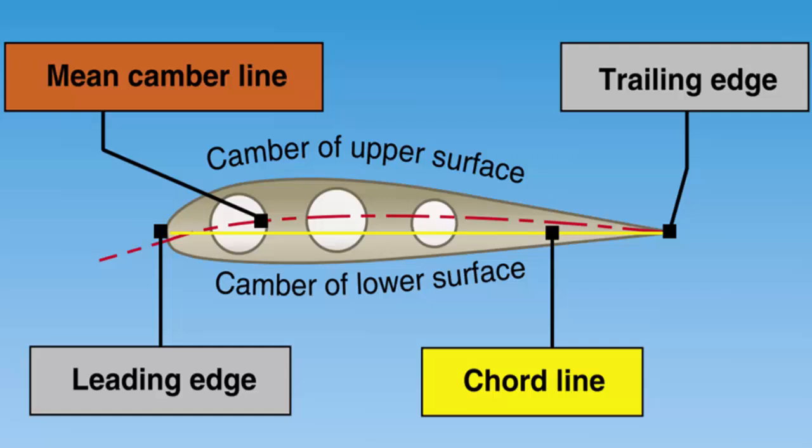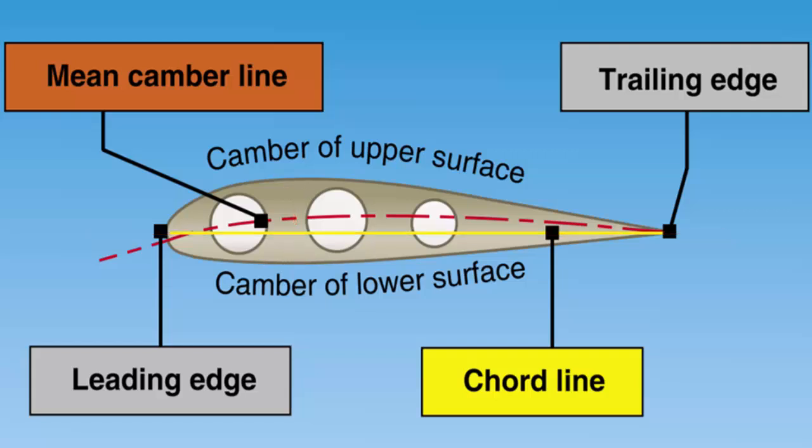The end which faces forward in flight is called the leading edge and is rounded. The other end, called the trailing edge, is narrow and tapered towards the rear. The chord line is a reference line drawn from the center of the leading edge straight through the wing to the trailing edge. The distance from this chord line to the upper and lower surfaces of the wing shows the magnitude of the upper and lower camber at any point.